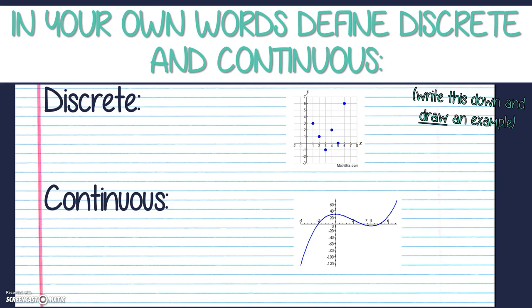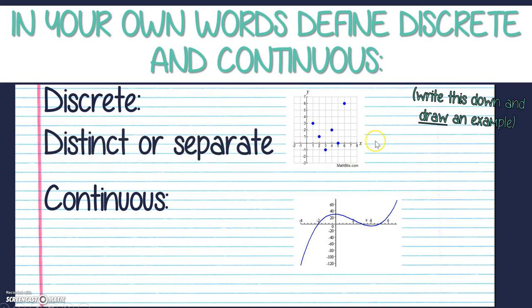Two other words we need to know for this unit are discrete and continuous graphs. So a discrete graph looks like this. Make sure you draw down an example so we have an example of what these look like. Anytime you have a graph that is discrete, it is distinct or separated. So basically, it's a bunch of dots or points on a graph that are not connected by a line.